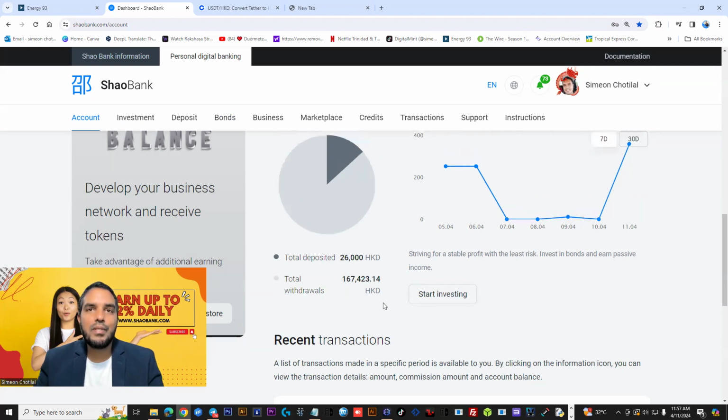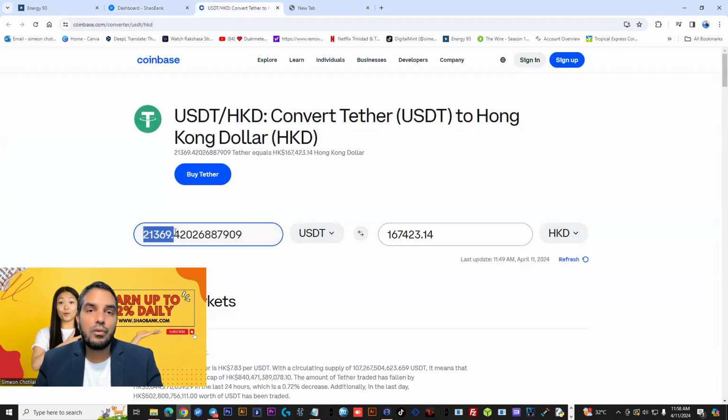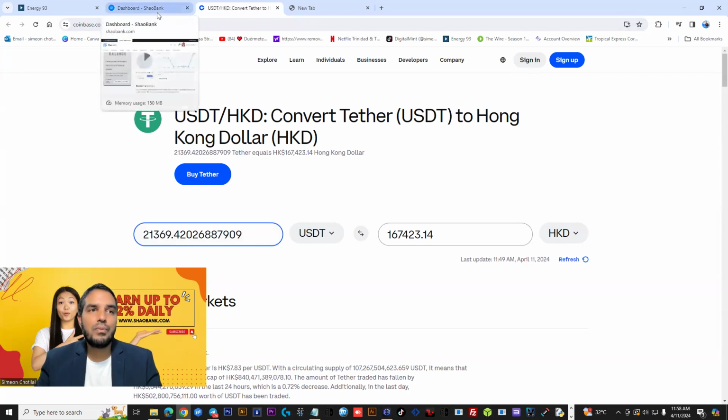Because I basically was new at a point in time as well. And I just did a quick calculation here. The HKD to the USDT conversion is over 20,000 plus USDT that was made. And I could have simply done this in the comfort of my phone, using my phone with Wi-Fi internet access. And that's basically it. You don't have to worry about trading and other stuff like that. Shaobank has already been operating since 2022, guys.